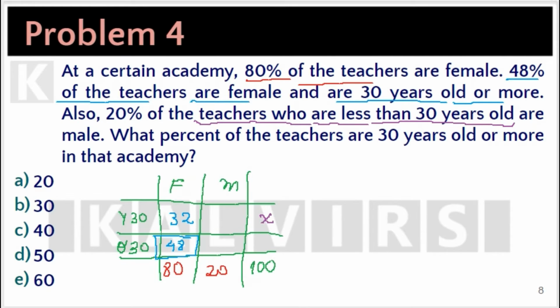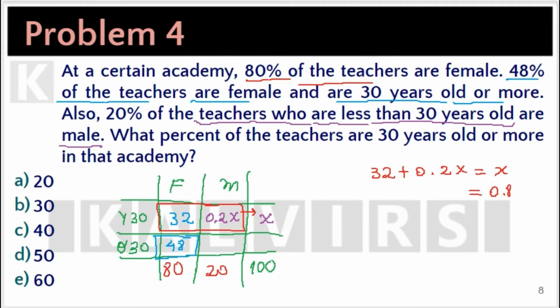Let X be the number of teachers who are less than 30 years old. Now, 20% of X are male. 20% is the same as 0.2, so 0.2 times X are male and less than 30 years old. So we know that the sum of these two numbers is X. 32 plus 0.2 times X equals X.